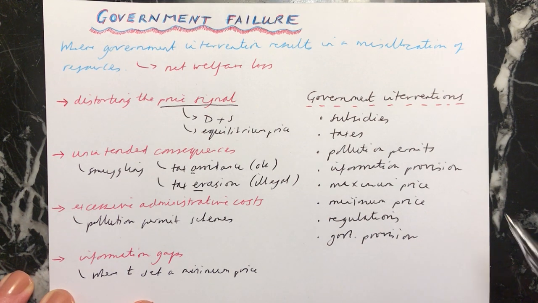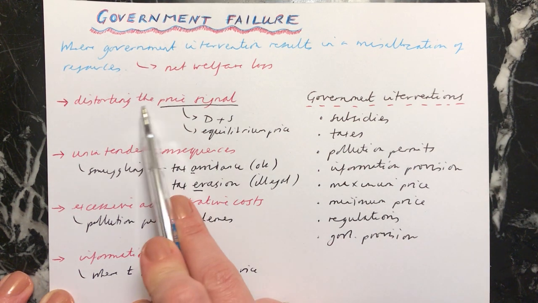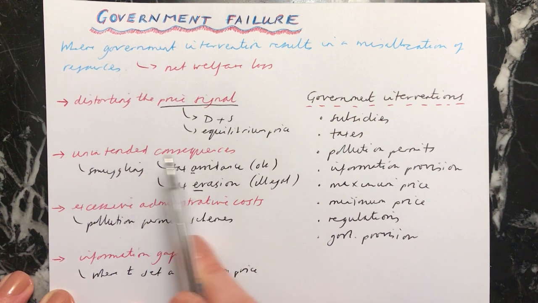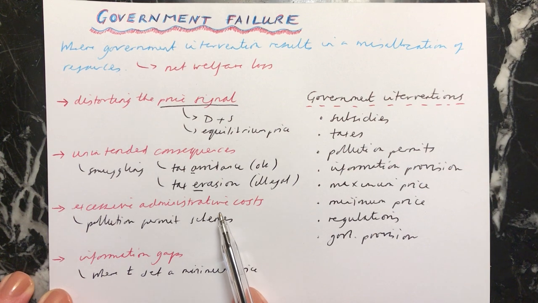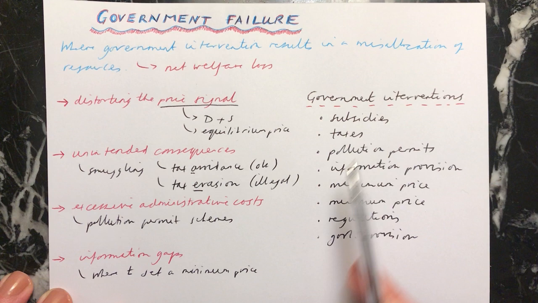And what you can do yourself is you can go through each of these government interventions, and for each one you can say to yourself, will this distort the price signal? Will there be any unintended consequences? Might there be excessive administrative costs? And might there be information gaps so that the government intervention isn't as effective as it could be? And these are the kind of things that you might explain in detail if you're talking about why government intervention fails and actually it isn't as effective as you hoped it would have been.